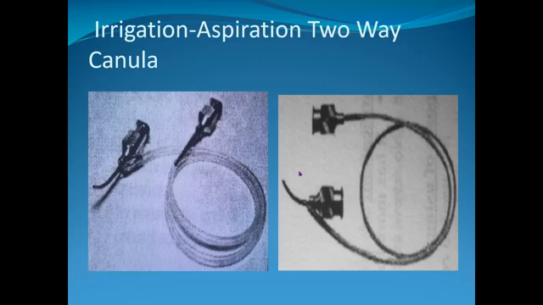And this is another instrument known as the irrigation aspiration two-way cannula. In the two-way cannula, there are two openings, one for irrigation and one for aspiration. Irrigation means irrigation by saline, maybe normal saline, but normal saline is usually not used in eye surgery. The best solution is the balanced salt solution. Ringer solution also, but it is very costly.